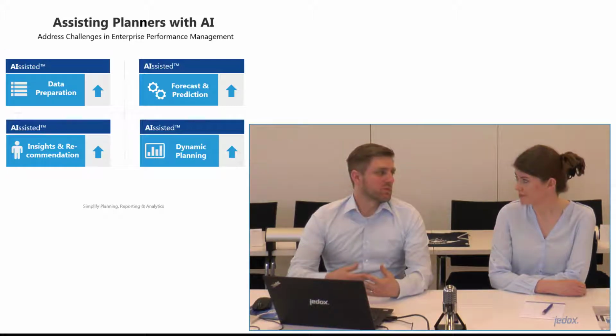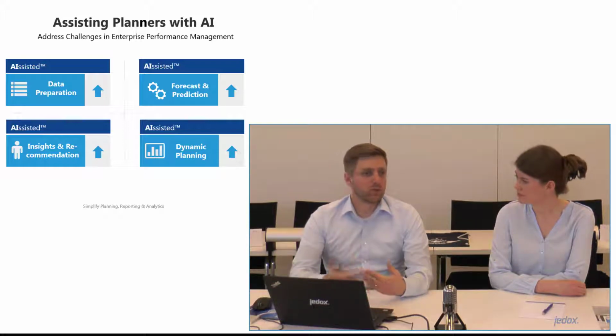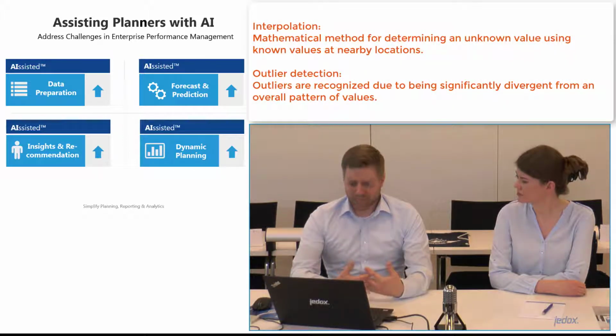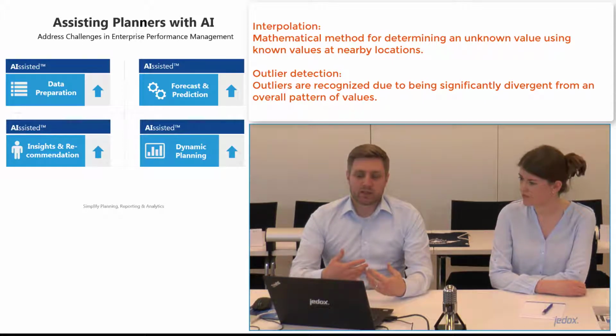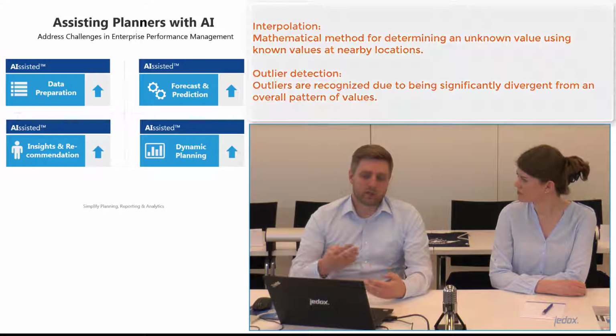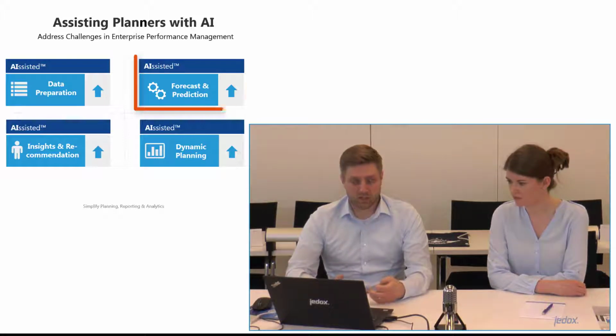So we are doing this in this data preparation section. We can do interpolation, outlier detection, pre-calculation of other values. We will talk about this later. I will show that. This is very important because the data we create here is the input to all the other three components. So the next component would be assisted forecast and prediction.